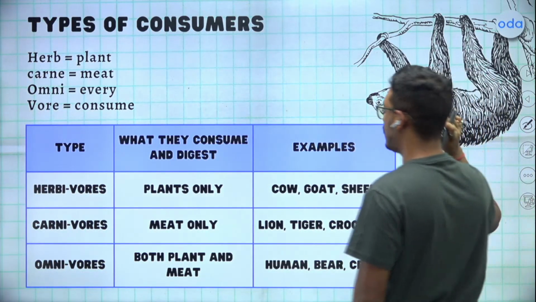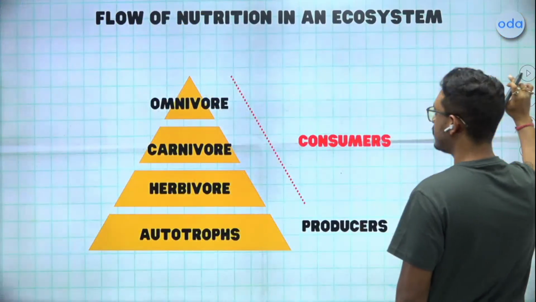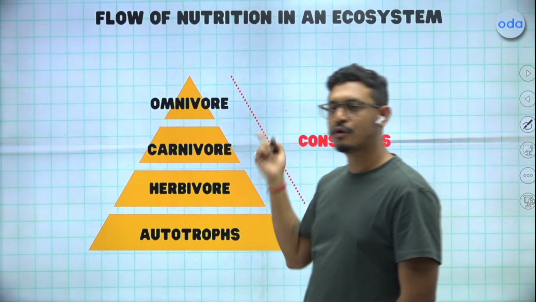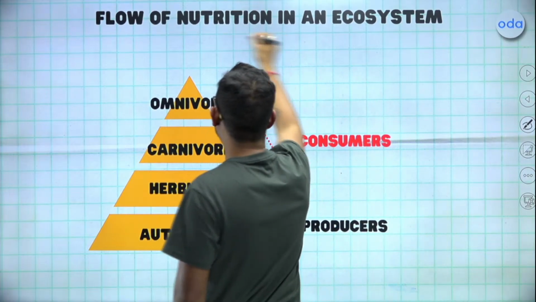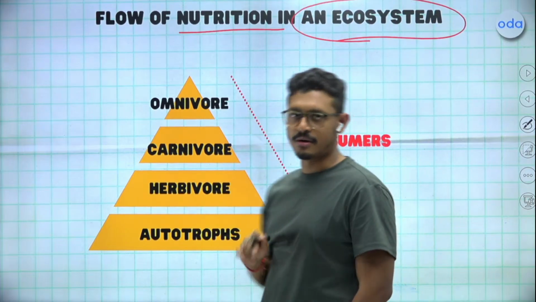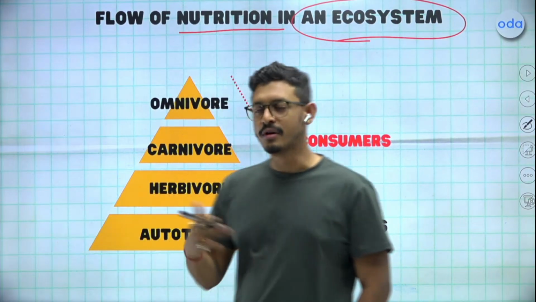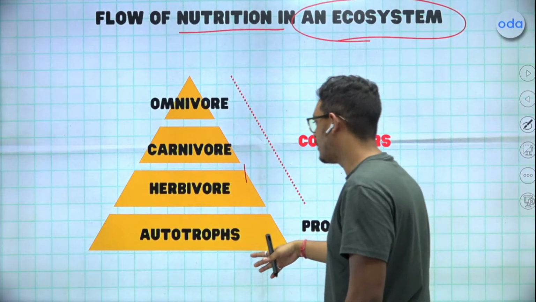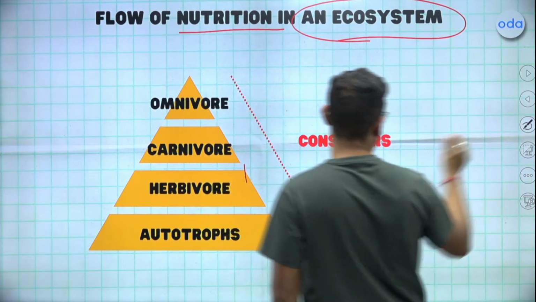Let's talk about this first and then we will understand. We'll go back to the other slides. So when it comes to the flow of nutrition in any ecosystem that you can come across in the entire world, this is how it is going to be. This is the food chain that everybody follows here.